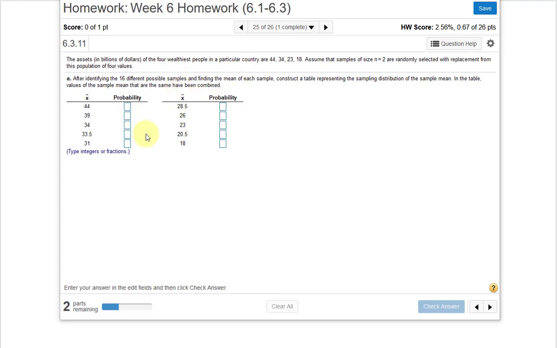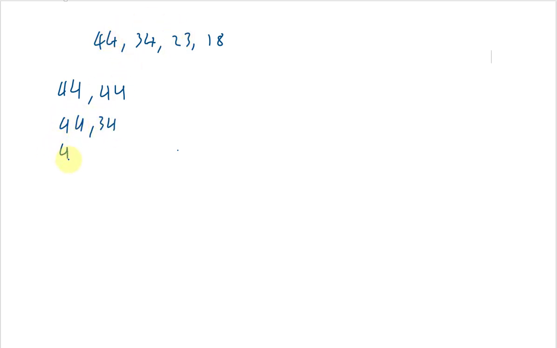Okay, so we have 44, 34, 23, and 18. Now, because the sample size is 2, we can have 44 with 44, because 44 with itself, and 44 with 34, and 44 with 23, and 44 with 18. And then 34 with itself, so 34 with 34, 34 with 44, 34 with 23, and 34 with 18.